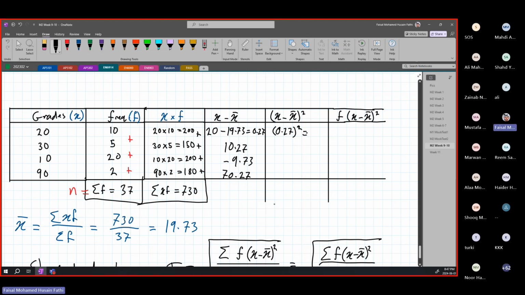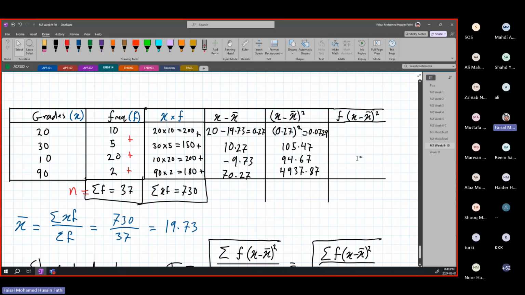So which is equal to 0.0729. The next one is 10.27 squared, which is equal to 105.47. And then we're going to do negative 9.73 squared, which is 94.67. And then 70.27 squared, which is 4,937.87.